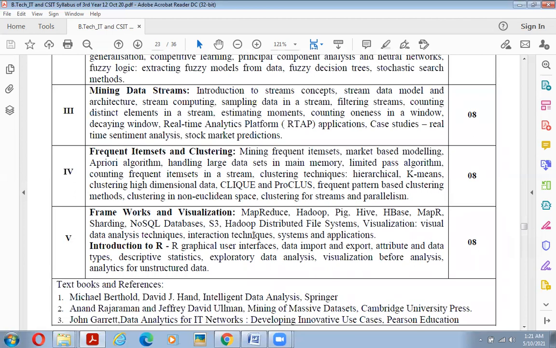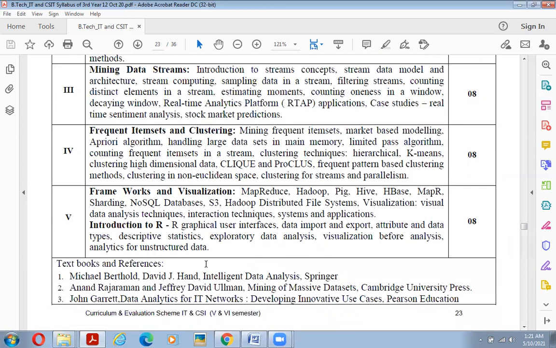After that, we have the fifth unit, frameworks and visualization: MapReduce, Hadoop, Pig, Hive, HBase, MapR, sharding, NoSQL databases, S3, Hadoop Distributed File System. Then we have visualization, visual data analysis techniques, then interactive techniques in systems and applications.